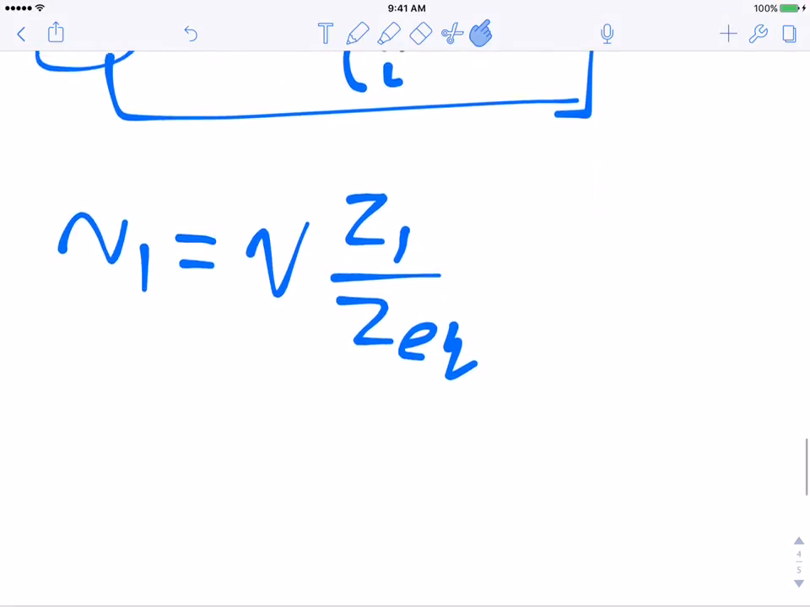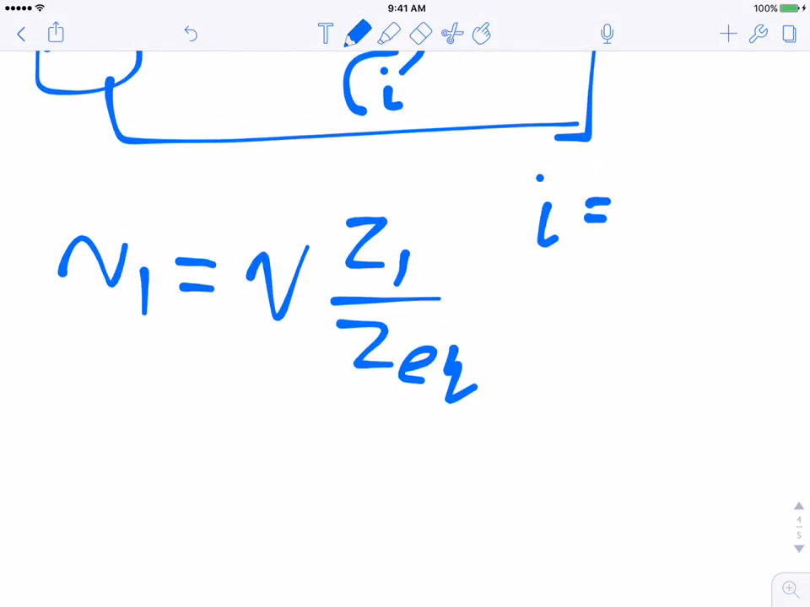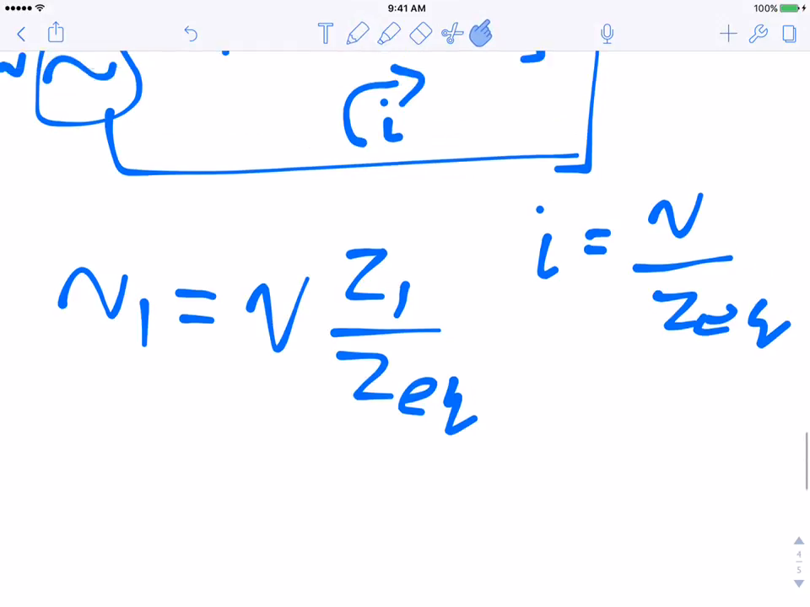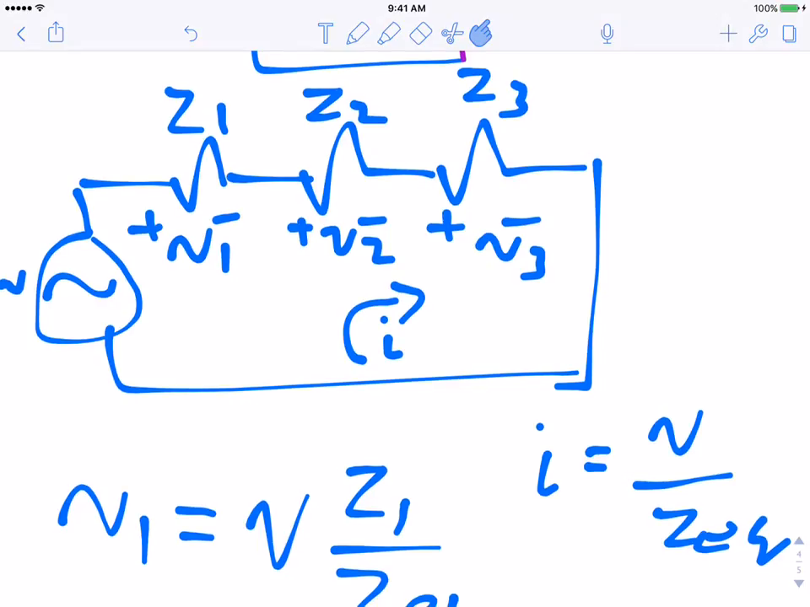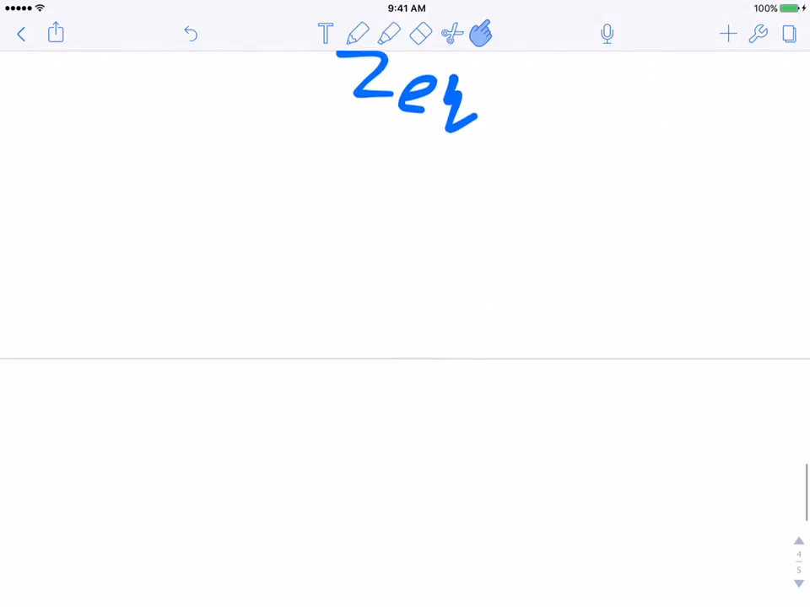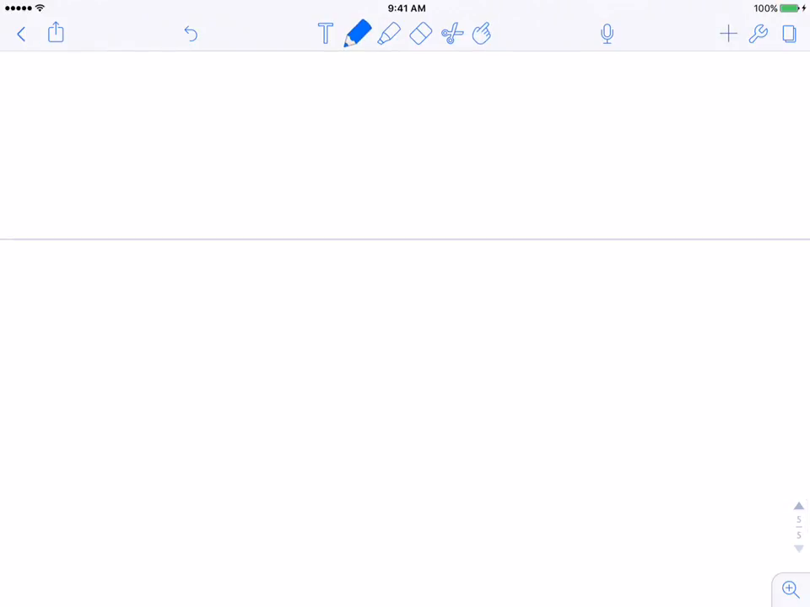And if we wanted to know what's I, this is just a side thing, I is just V divided by Z equivalent. So if you wanted to know V1, you would use this equation, V times Z1 over Z equivalent, and if you wanted to know V2 or V3, it would be the same sort of thing. The key to understand here is that every one of these three impedances is going to see the exact same current.